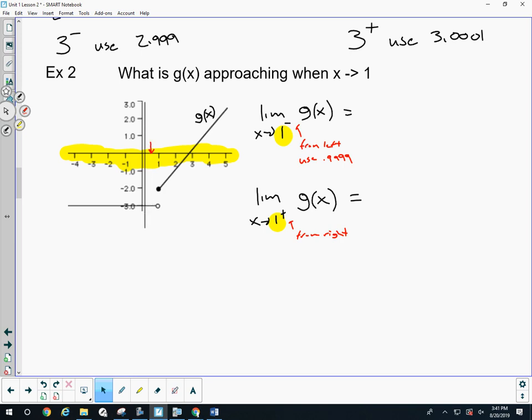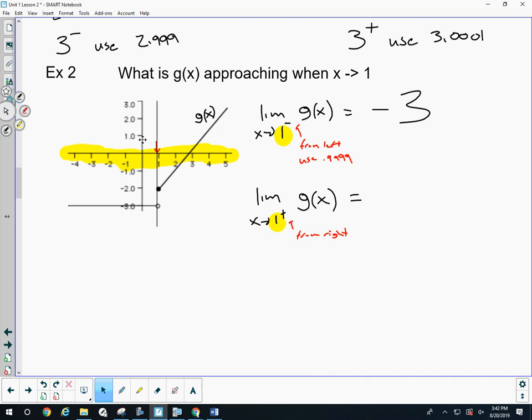As I got closer and closer and closer to 1, and I'm thinking about plugging in 0.9999, my outputs are still down here at -3. The more 9s I'd plug in, I would still be down here at -3. This is why this left-hand limit at 1 is -3.